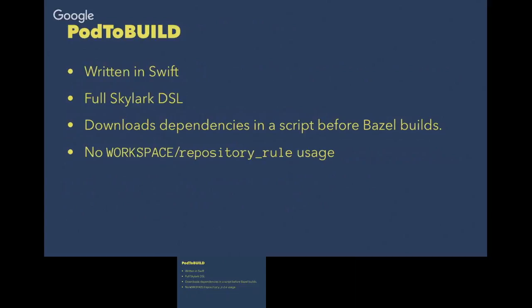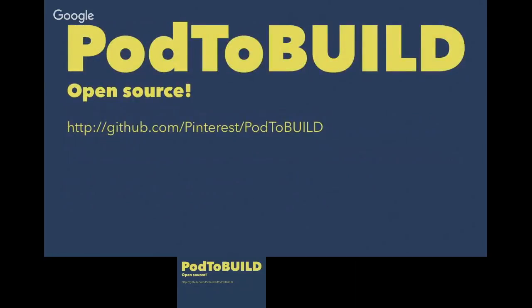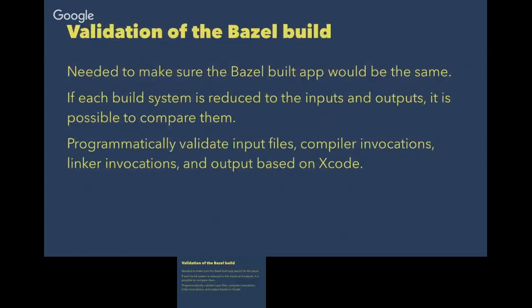So this program was a pretty large undertaking. We ended up implementing the full Skylark syntax in a pretty functional Swift DSL. And we have our own downloading infrastructure to download archives and unzip them, and it doesn't depend on workspace or repository rules. As of within the last 30 minutes, it's now open source. So you can go on GitHub right now and see all of our commits from the very first one. This contains all the logic that we're using to integrate over 50 dependencies into Pinterest right now.